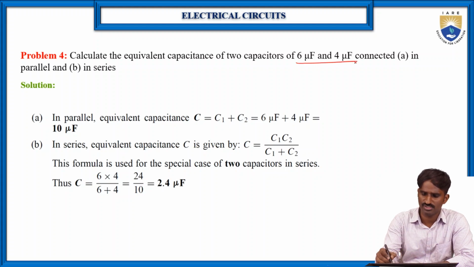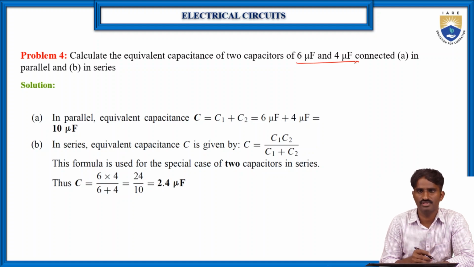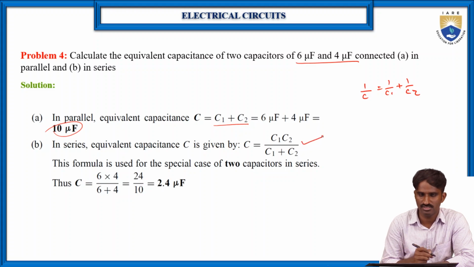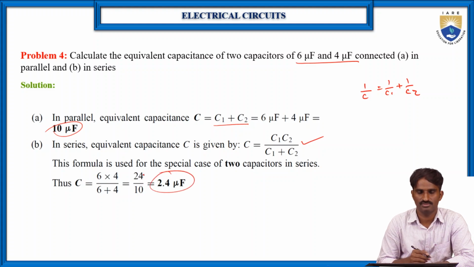Of course, here there are two capacitors which are connected. Suppose these two capacitors are connected in parallel, what is the capacitance, and connected in series, what is the capacitance? Connected in parallel, we need to add these two, so 6 plus 4, which is equal to 10 microfarads. And if those two are connected in series, then 1 by C is equal to 1 by C1 plus 1 by C2. If you simplify, you will get C is equal to C1 C2 by C1 plus C2. If you substitute the C1 and C2 values in this equation, you will get the value of C is equal to 2.4 microfarads, right?